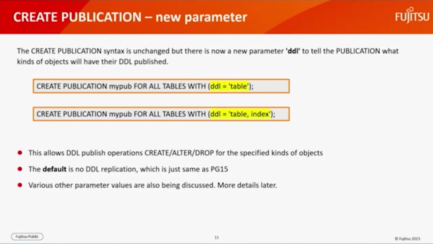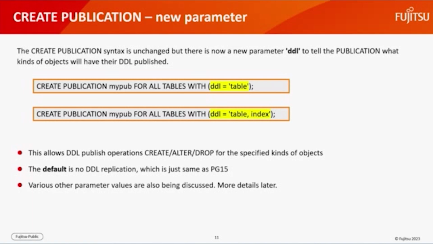Typically with these options, like the subscription parameter options or the publication parameter options, whenever new ones are added, the default tends to be that if nothing is specified, then it was as it was before. That's the case for some of the ones I've seen. But anyway, that's just an example of the DDL parameter value.